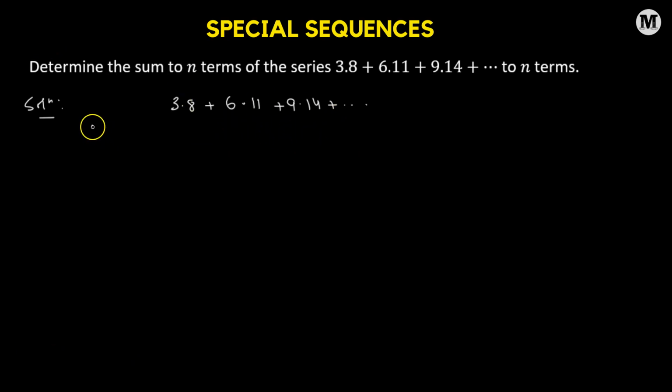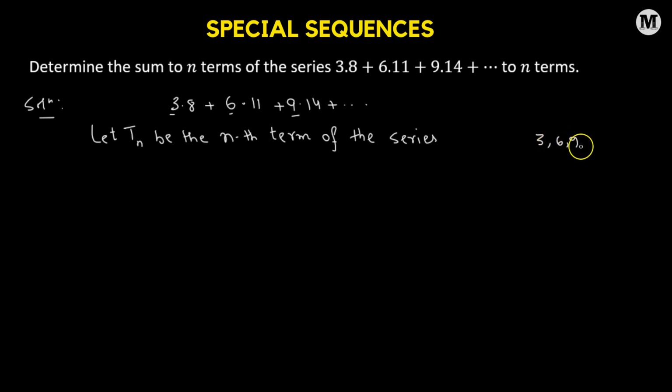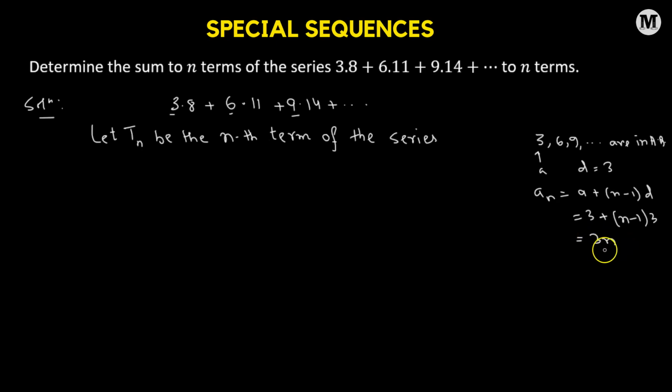To find the nth term, we'll suppose that Tn represents the nth term of the above series. So here, let's consider the first digit of each of the terms. So we have 3, 6, 9. Now clearly, this is an arithmetic progression. The terms are going to be in AP. If the terms are in AP, then this is the first term A, the common difference D equals 3. So we can define the nth term, which is A plus n minus 1 times the common difference D. So we have 3 added to n minus 1 times the common difference 3. So this is going to give us 3n. So that's going to be the nth term of the sequence whose terms are 3, 6, 9 and so on.